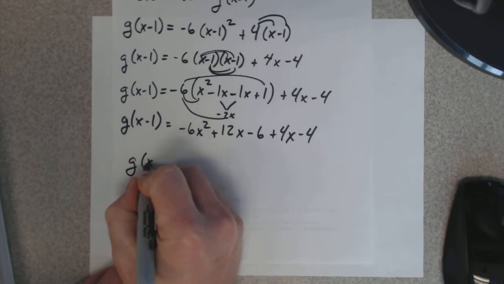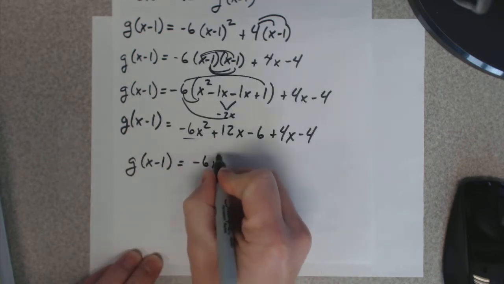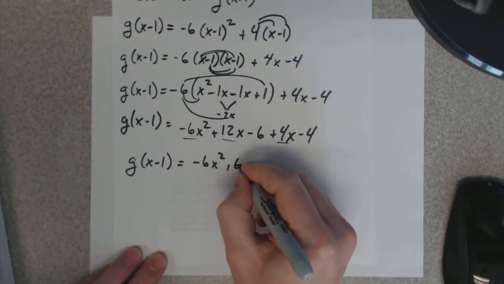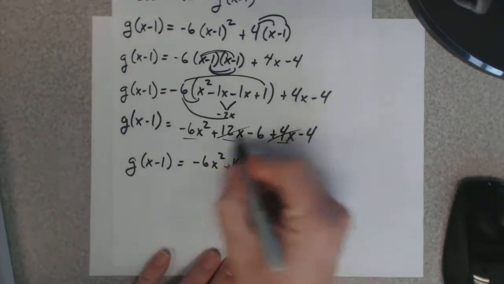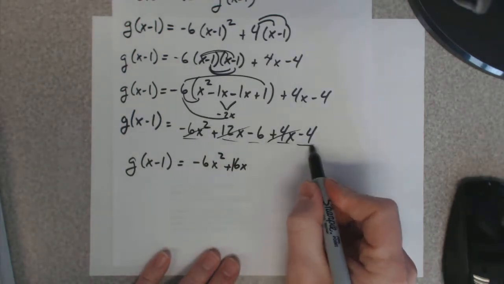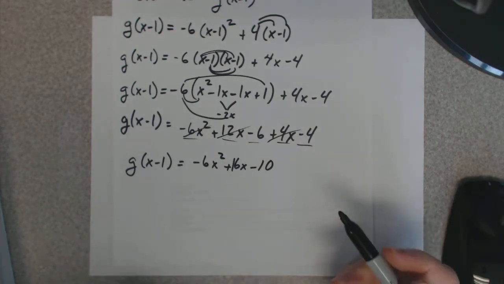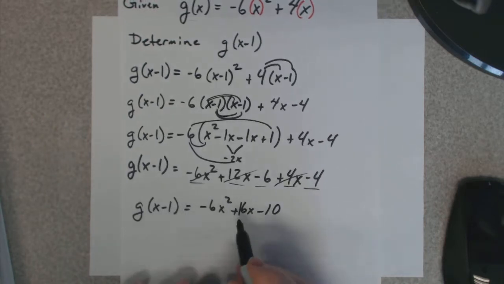So this guy's alone. You got a 12x and a 4x makes 16x. And then negative 6 and a negative 4 makes negative 10. And that's all. That's the like terms that you can get together. So g of x minus 1 is negative 6x squared plus 16x minus 10.